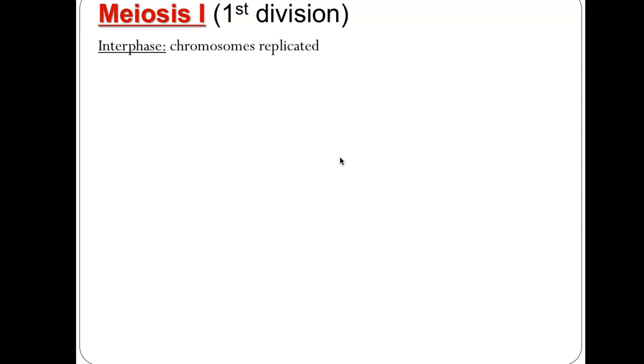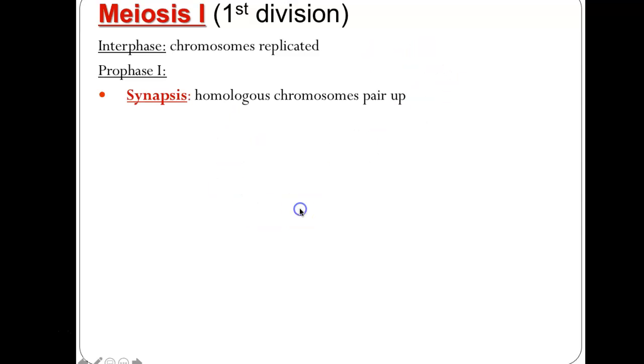G1, S, G2, then meiosis. So it's kind of the same thing. G1, the germ, it's a germ cell. A germ cell is a diploid body cell that divides to form sperm and egg. It grows, then in the S phase, DNA is replicated, and then in the G2 phase, it gets ready for meiosis, and then during the M phase, it's meiosis. All right, so chromosomes replicate during the S phase of interphase.